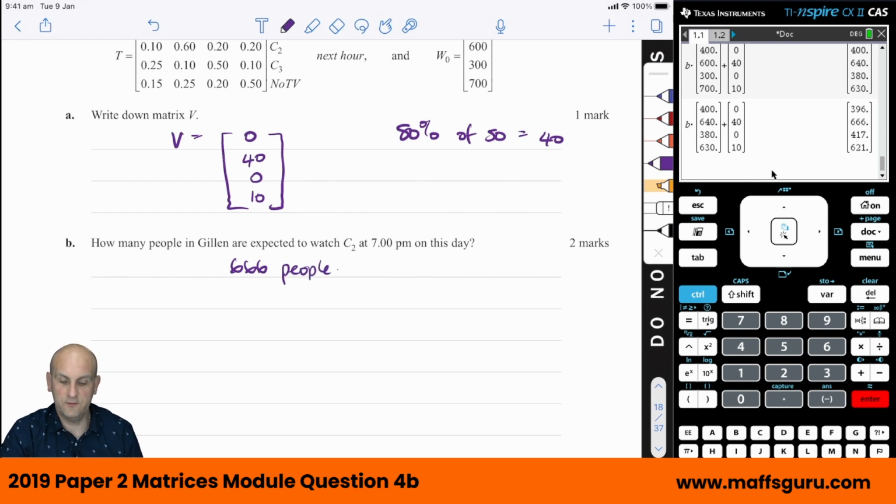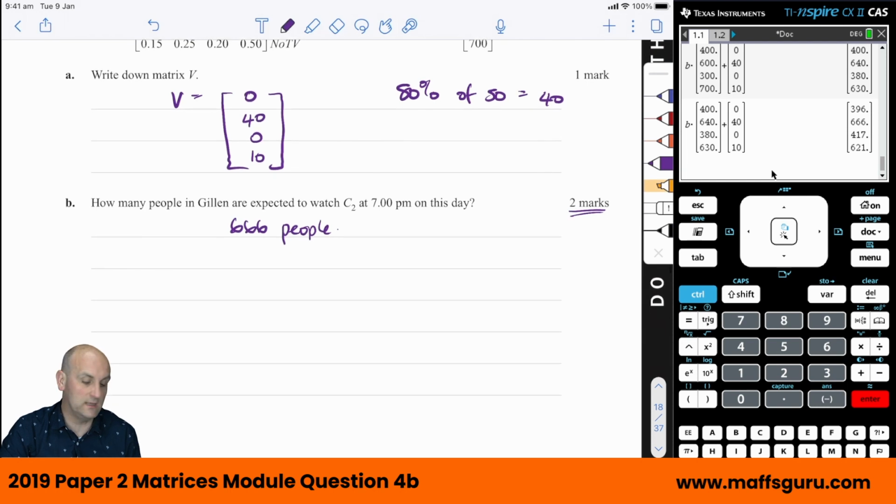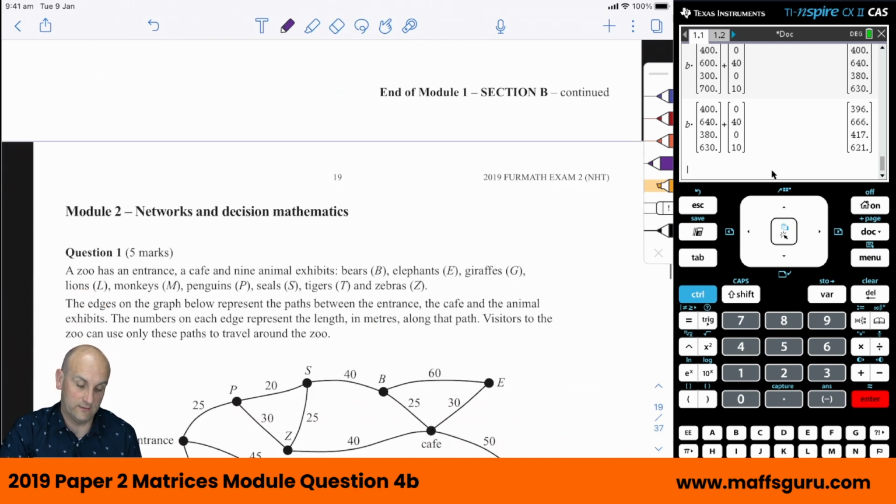It's really hard to know for the 2 marks what working out I was going to show there. How many people in Gillen are expected to watch C2 at that time? So I would assume in that situation they would either be wanting you to put your intermediary values. So you would put W0 equals, W1 equals, and then W2 equals, and therefore put the 666. Remember, for 2 marks, you've got to show some form of working out.